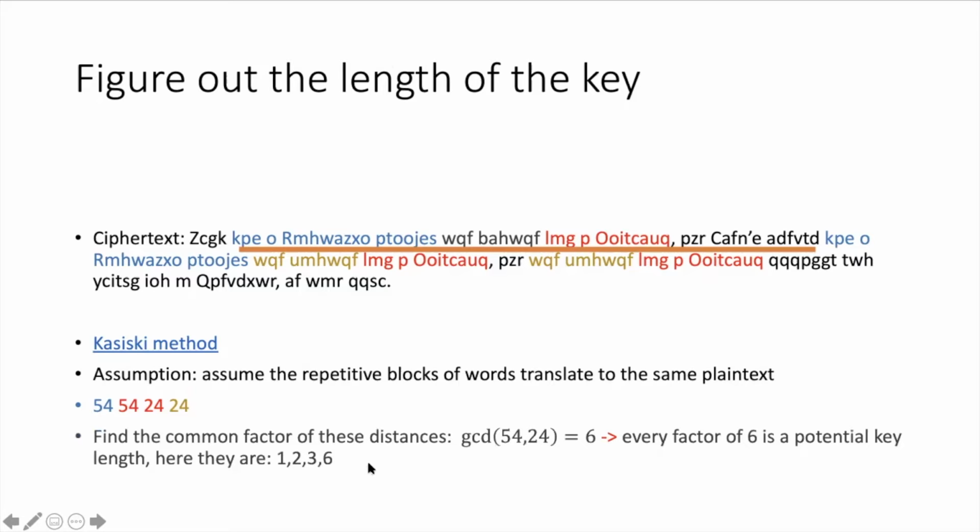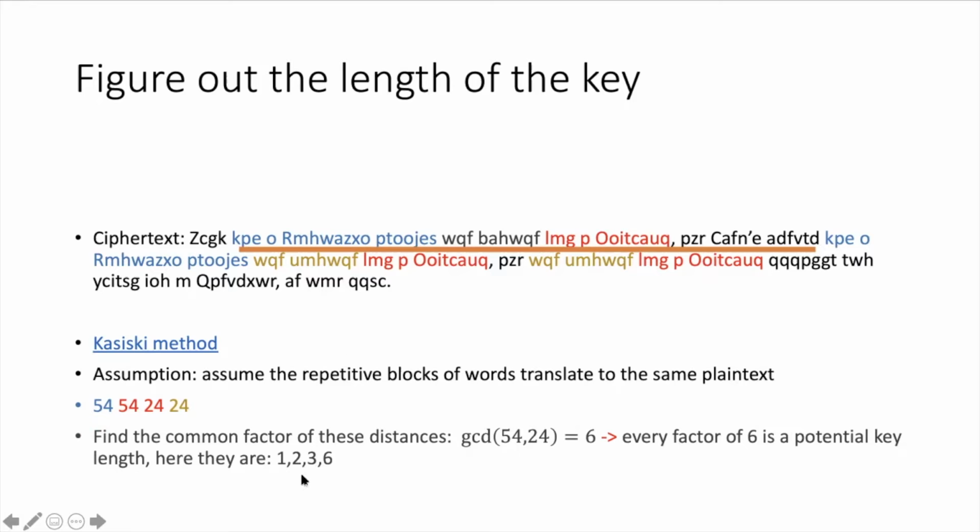So let us find the common factors. The greatest common divisor of 54 and 24 is 6. And every factor of 6 would be a potential key length. Here they are: 1, 2, 3, and 6. We're assuming that this is not 1 because we're doing Vigenère cipher. It should be a keyword, not just one letter in the word. So we're considering the case of 2, 3, and 6.